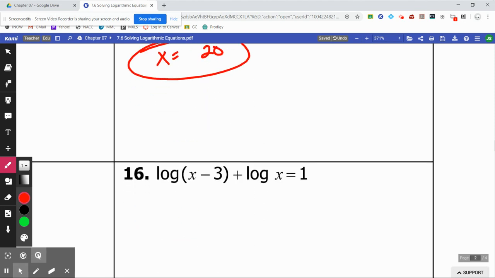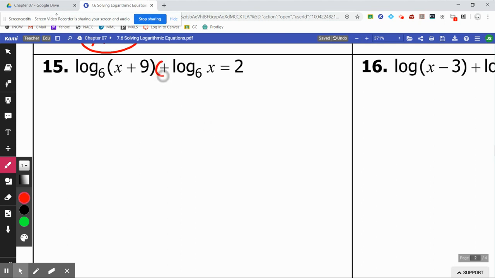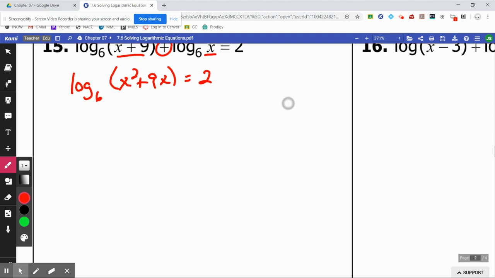Okay, number 15. Again, we have addition of logs, so we're going to condense it down by writing it as log base 6 of, we got to multiply these. That'd be x squared plus 9x is equal to 2. We're now simply going to change forms. 6 to the second is equal to x squared plus 9x.